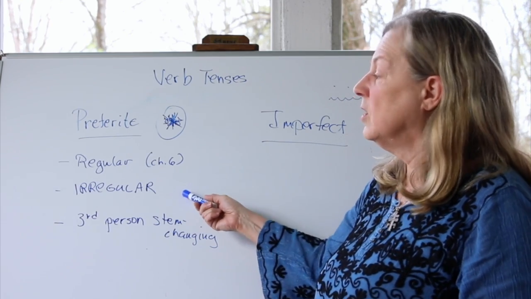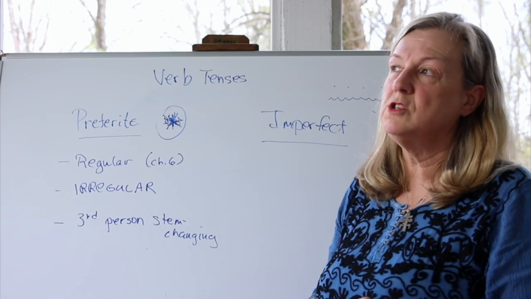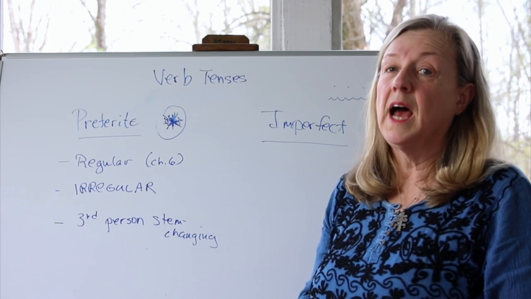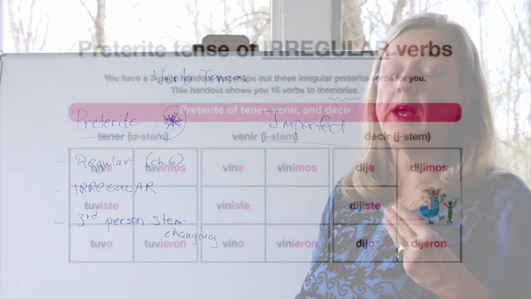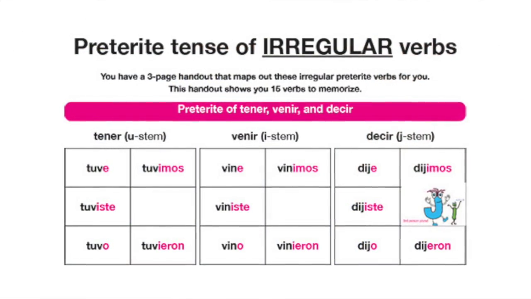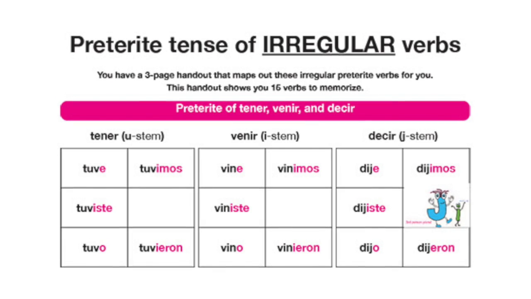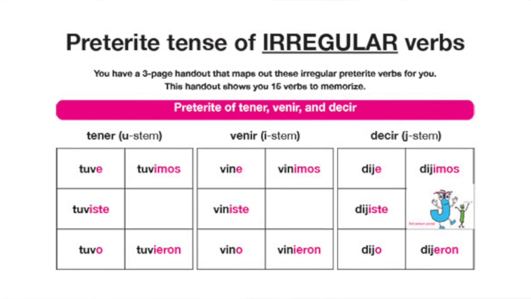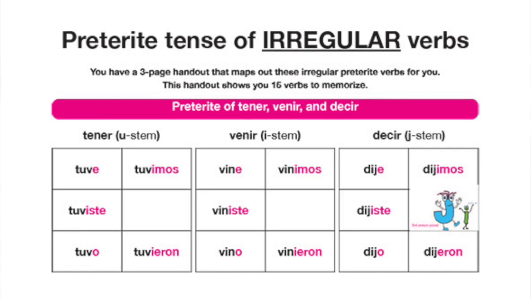Okay, then you come across what's called irregular preterites, and those you just simply have to memorize. I gave you a 3-page handout on the irregular preterites, and you just memorize them. There's no trick to it. Tener, T-E-N-E-R, becomes tuve, tuviste, tuvo, tuvimos, tuvieron. Doesn't look like tener anymore.